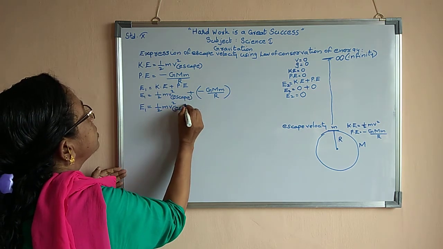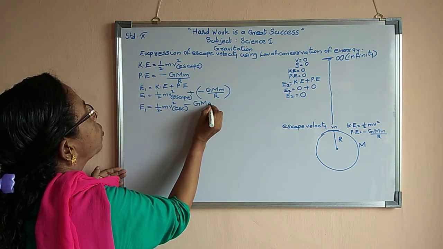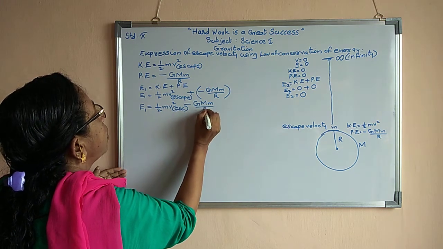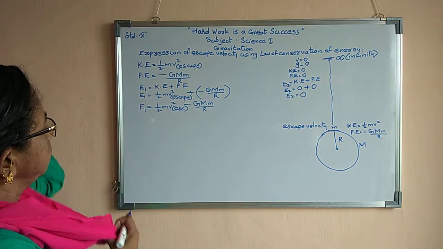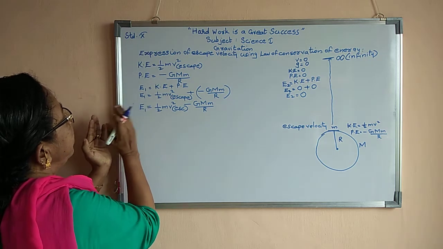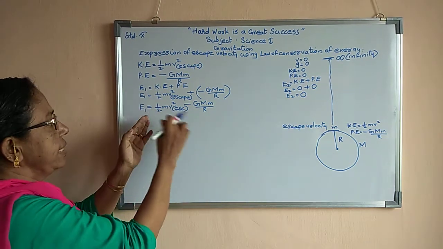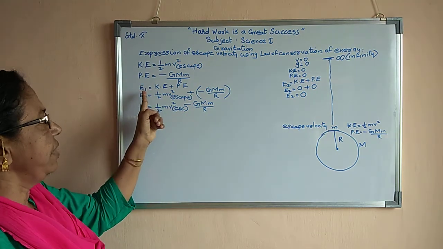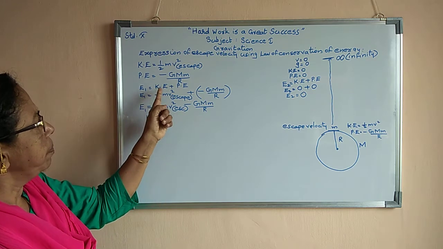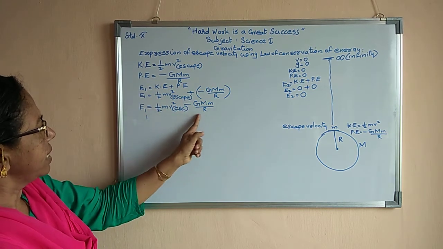Then plus into minus, minus G m small m upon R. Now here this E1 I am removing, then how it will be? Half, if we are finding their sum. Now we are finding the sum of which one? E1 is equal to Ke plus Pe. So we have the total, we have got the answer now.